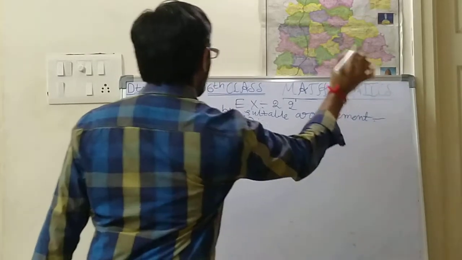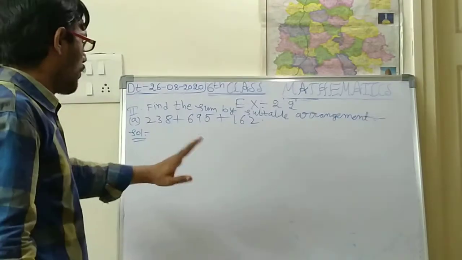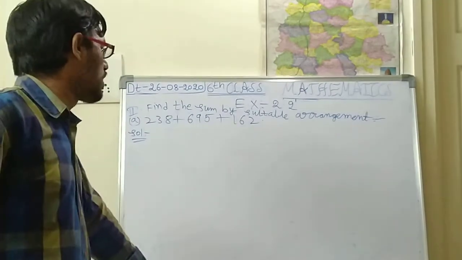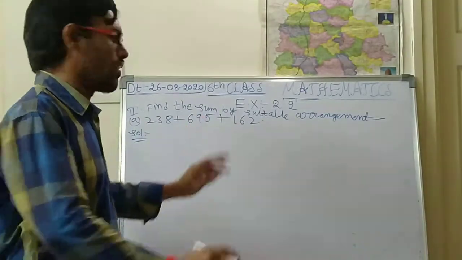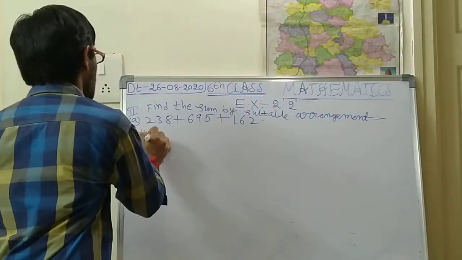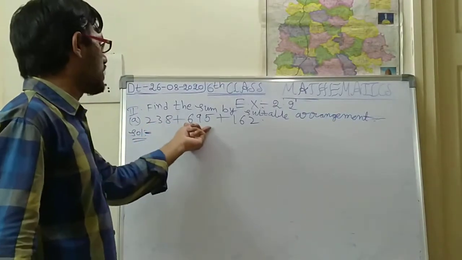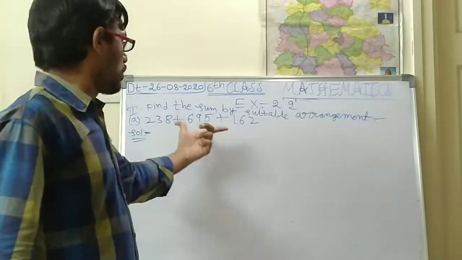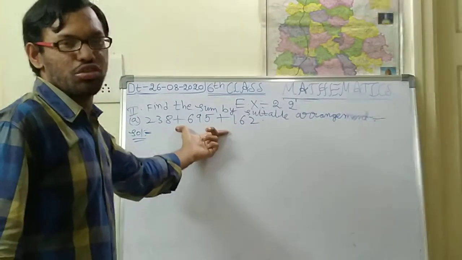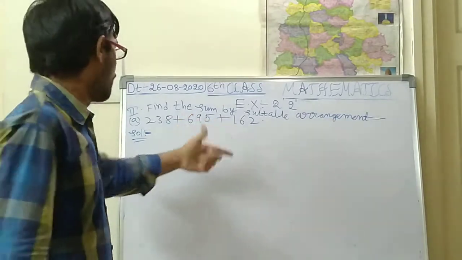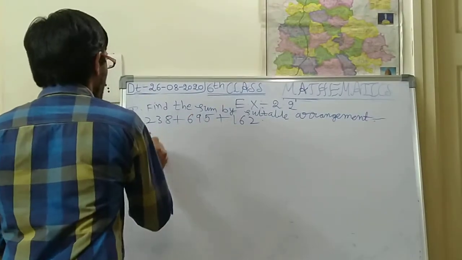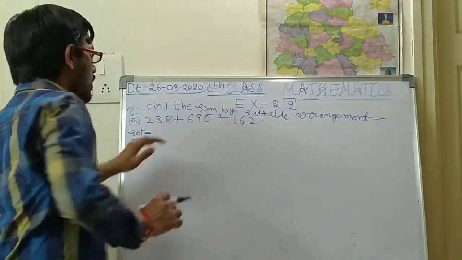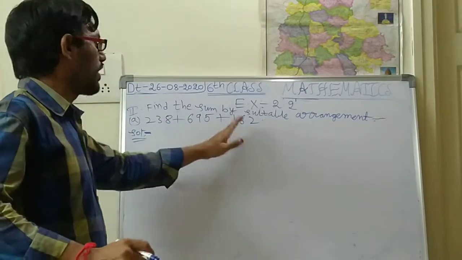Okay. So with the help of convenient arrangements, you should find the sum of this problem. First, 238 plus 695 plus 162. Here there are three whole numbers. For three whole numbers addition, there is no property like that. But here there is one property. So first you make your convenient additions.